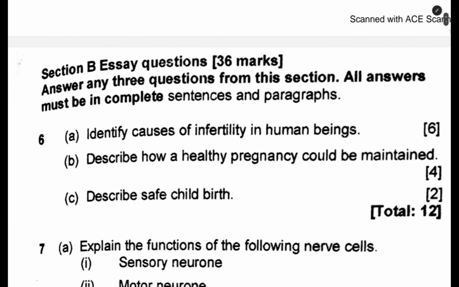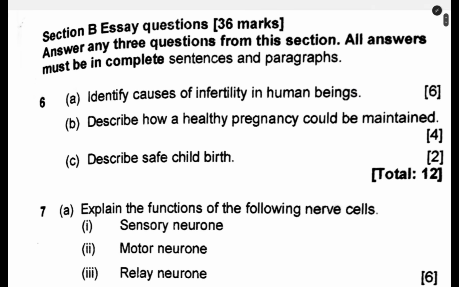Then let us go to this particular year, and I guess this one is 2017 GCE, school certificate, because they are moving from GCE to school certificate. On this particular part, still the instruction was answer any 3 questions from this section. All answers should be in complete sentences and paragraphs. So the way you present your work, it is sentences and paragraphs. Okay. The first question here was identify the causes of infertility in human beings. Describe how a healthy pregnancy is maintained. So describing the causes of infertility was 6 marks.